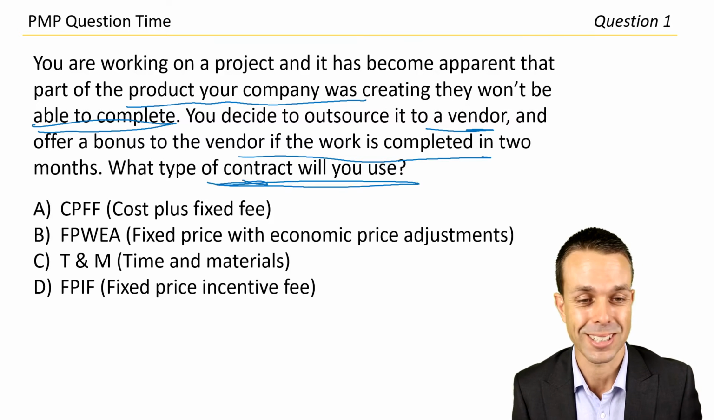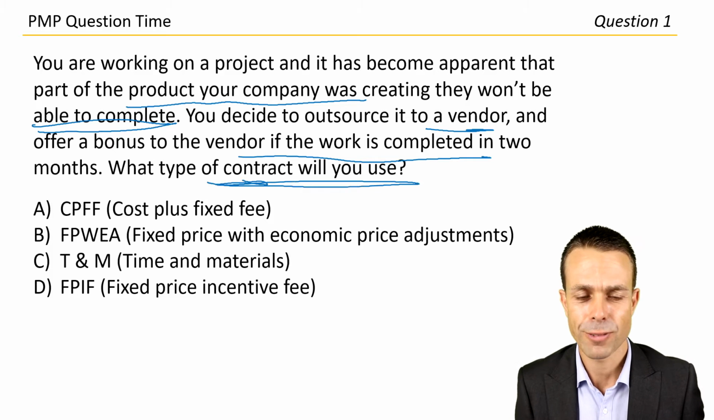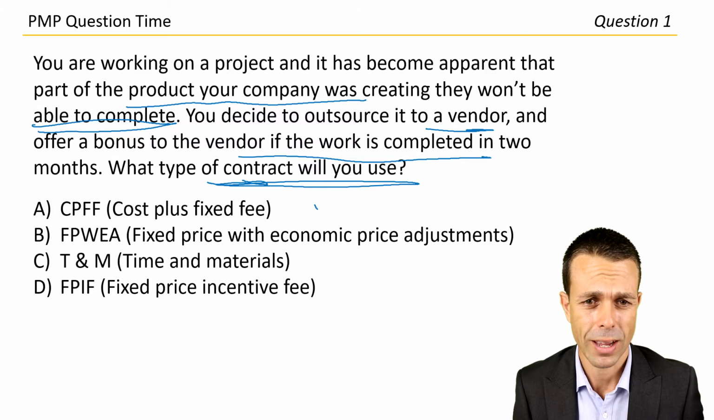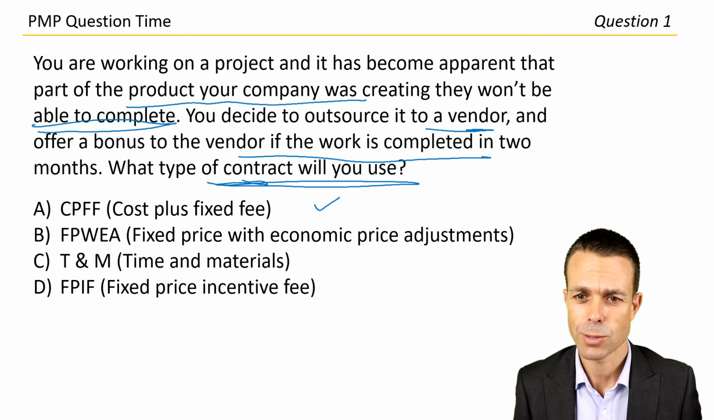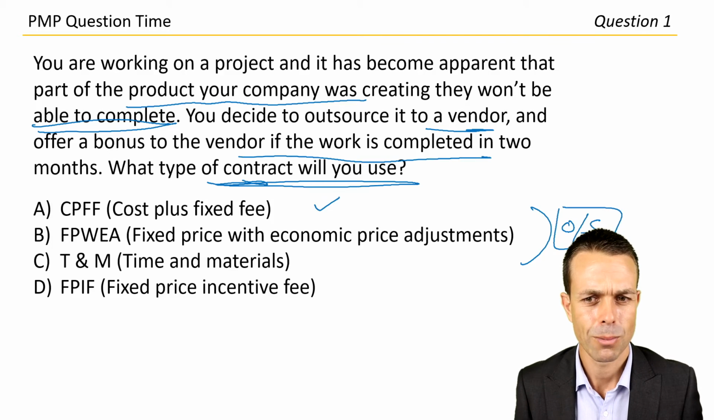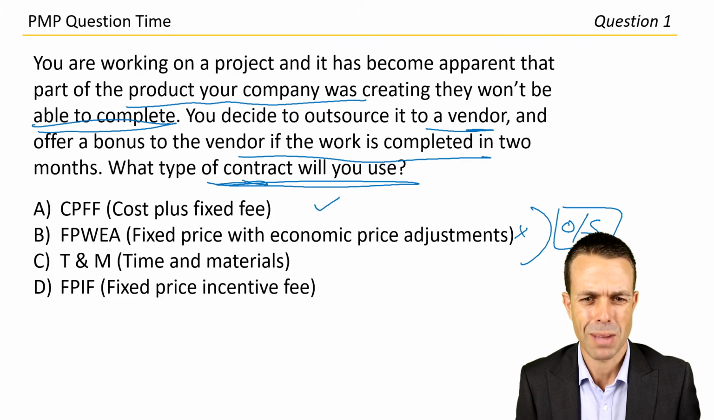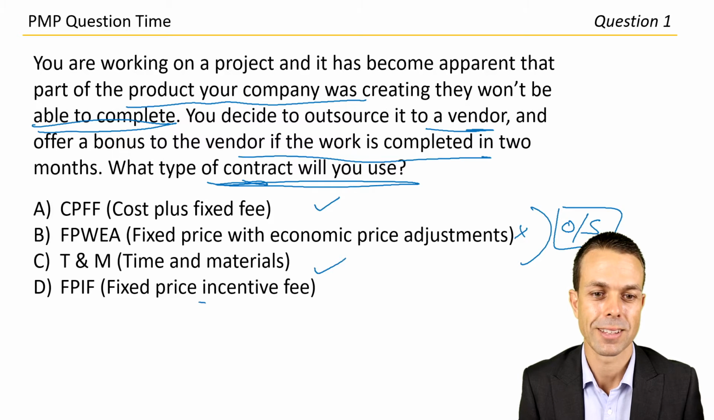Now, this is interesting. Cost plus fixed fee. I mean, that's kind of okay. Fixed price with economic adjustments. That's more for overseas contracts potentially with currency fluctuations and that sort of thing. I don't think it's that one. Time and materials. Maybe. Fixed price with incentive. Okay, this is definitely the one.